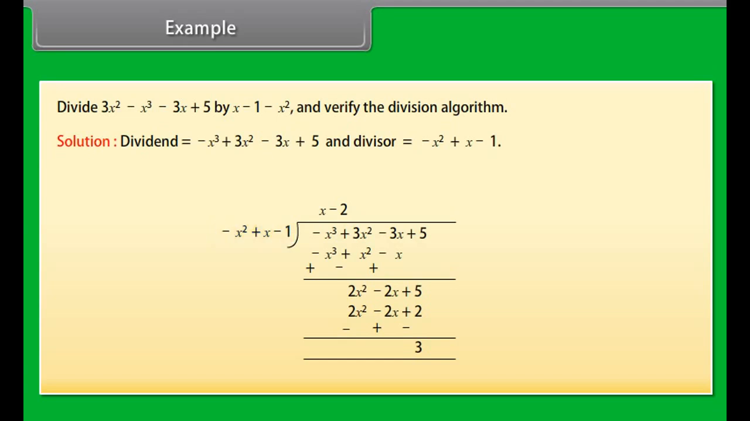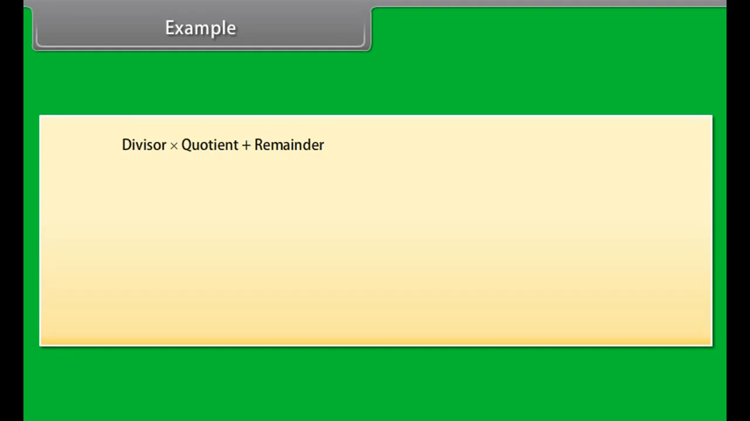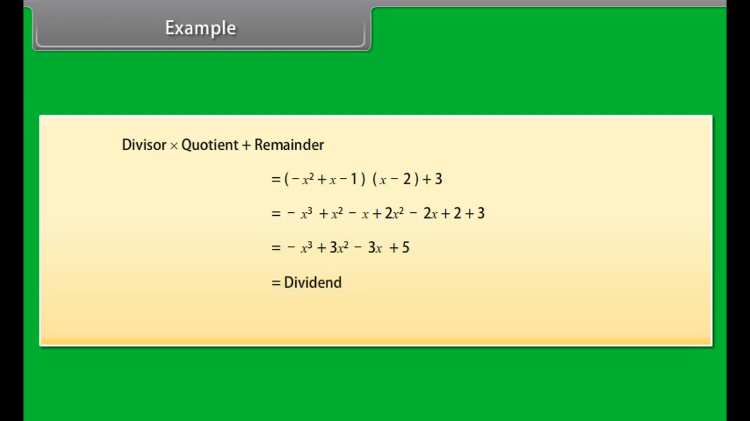Example: divide 3x square minus x cubed minus 3x plus 5 by x minus 1 minus x square and verify the division algorithm. Solution: firstly, we will write both the dividend and divisor in decreasing orders of their degrees. Dividend is minus x cubed plus 3x square minus 3x plus 5 and divisor is equal to minus x square plus x minus 1. By dividing we get quotient is equal to x minus 2 and remainder is equal to 3.